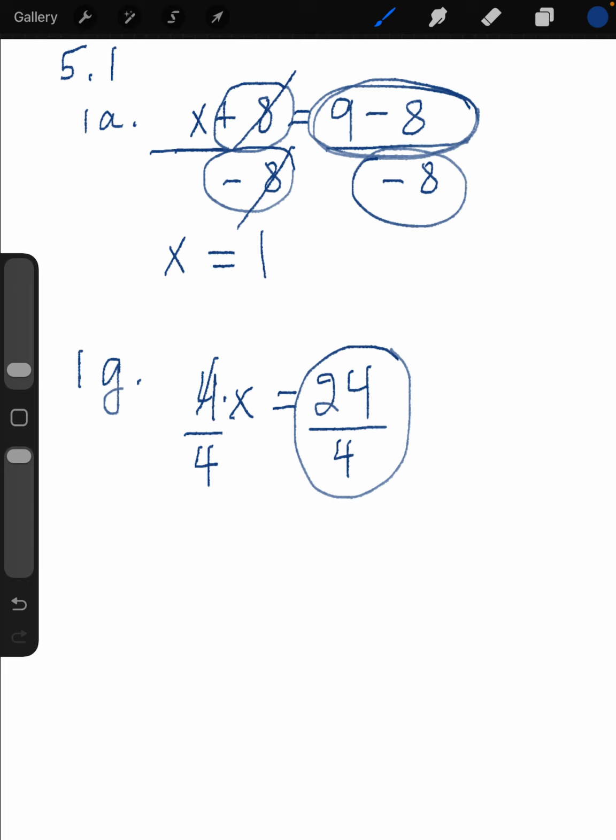So 4 divided by 4 equals 1. 1 times x equals x, right? So x is all by itself on the left side. And then 24 divided by 4 equals 6. And now we solved for x as well. Okay.